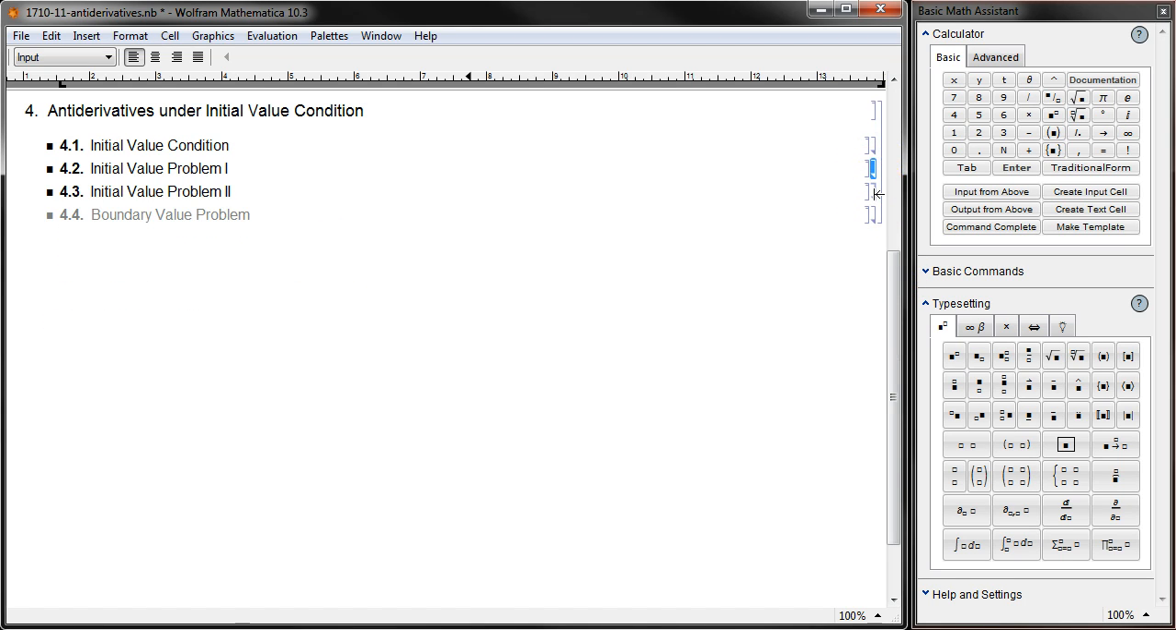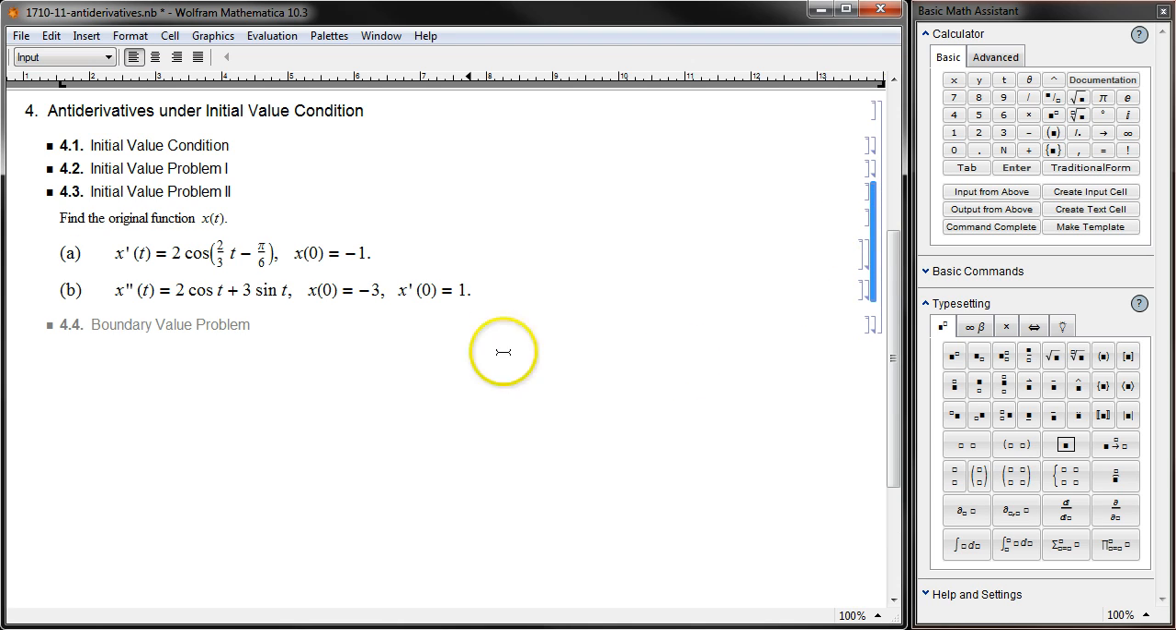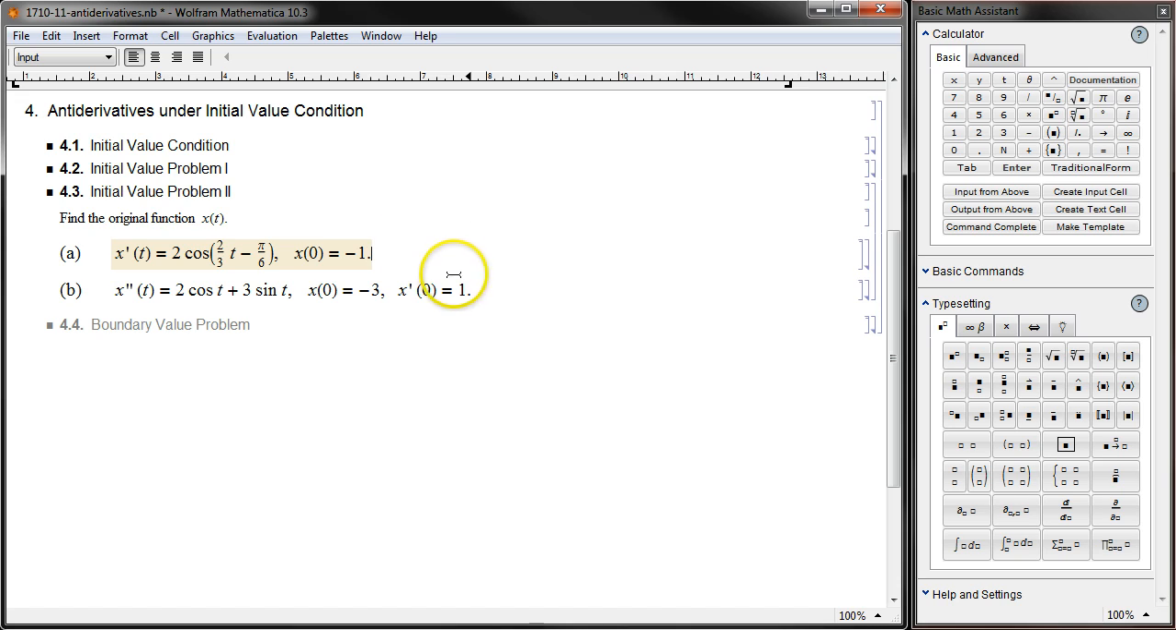Okay, just a little bit further, an initial value problem. How about something like this? And this is pretty much the same as the previous problem. I'll leave this to students. Something like this is a little bit harder because this time you have to use the antiderivative twice.